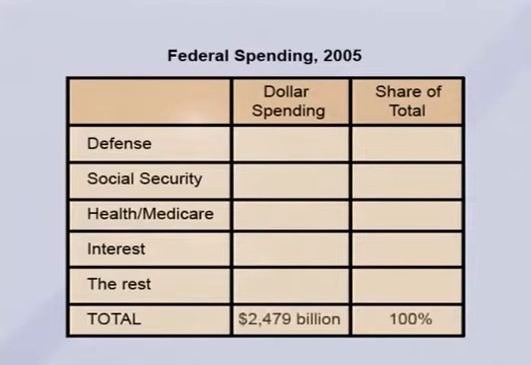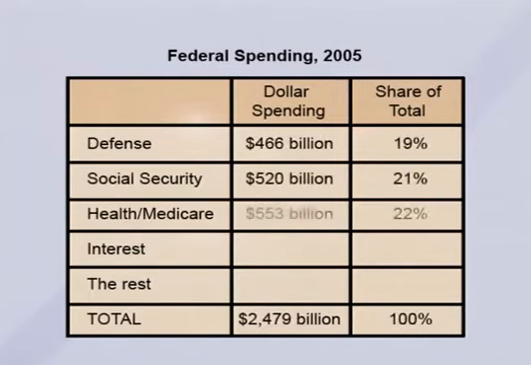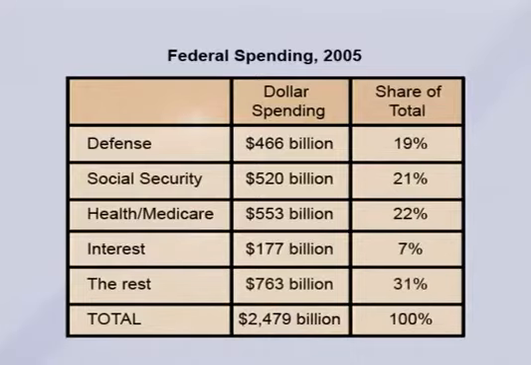The 2005 total federal spending was approximately $2.5 trillion. Of that total, 19% was defense spending, 21% was Social Security, 22% was health spending, including Medicare, and 7% was interest spending. And that leaves a remaining 31% for everything else in the budget.